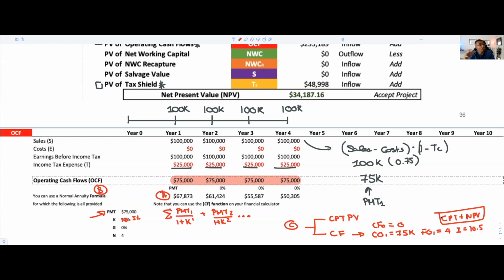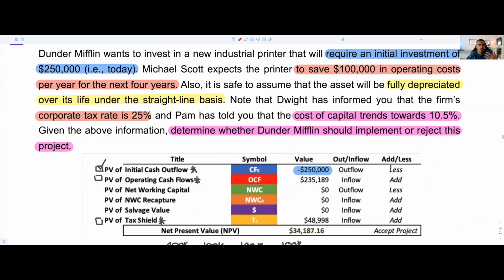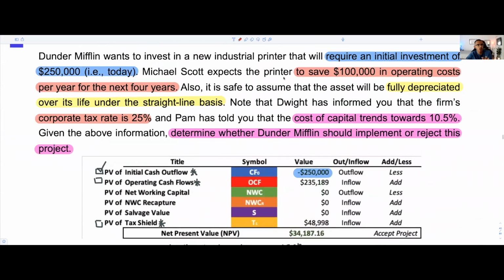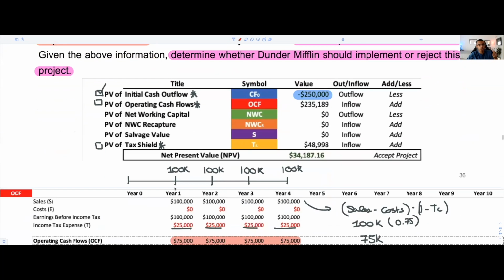The idea here is that all paths lead to Rome, and you could choose a method that works best for you. But it's really important to be able to understand, if we look back at our prompt, that they told you something that looked a little bit complicated at first. Michael Scott expects the printer to save 100 grand in operating costs per year for the next 4 years. Oh my God, what do we do? Don't worry about it. Use a timeline, visualize the cash flows. Year 1, 100K, year 2, 100K, year 3, 100K, year 4, 100K. Amazing. We know that that's our payment.